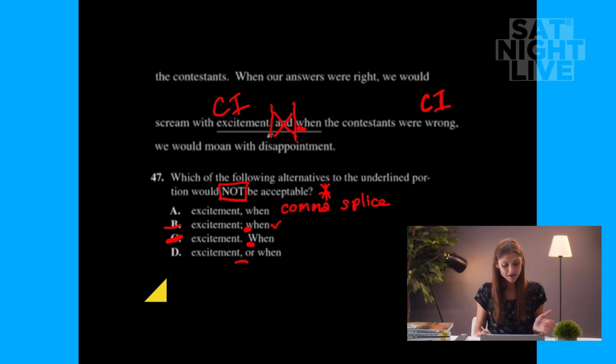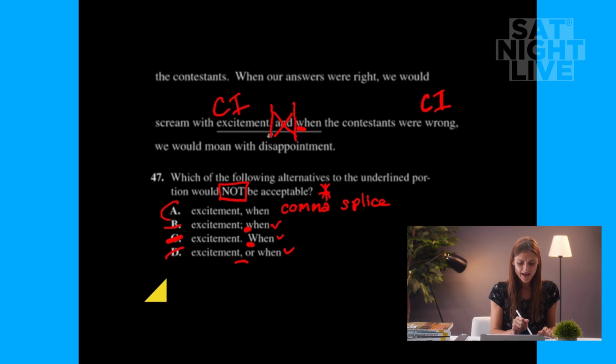And now our last one here, choice D. Excitement, comma, or. Guess what? We've got a fanboy. "Or" is the O in fanboys. So we have a comma, or, and that's going to be okay, because that can be used to separate two complete ideas. So choice D, just like C, is acceptable and is therefore not the correct answer, which means that A is the correct answer because using a comma in between the two complete ideas is not acceptable.